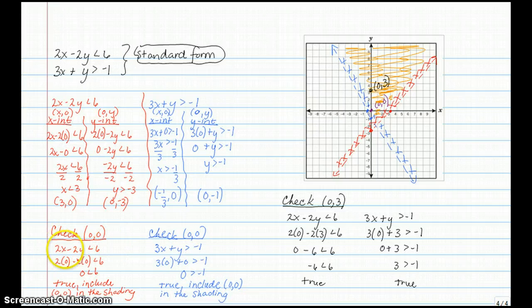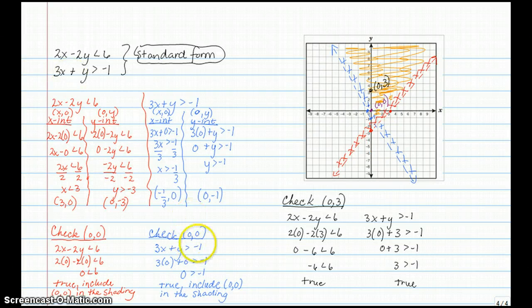First equation, 2 times 0 minus 2 times 0 is less than 6. 0 minus 0 is 0, is less than 6. That's true, and so we can include (0, 0) in the shading. So here's (0, 0). Here's your red line. You are going to put x's on the left side of that red line and include that side that (0, 0) is on.